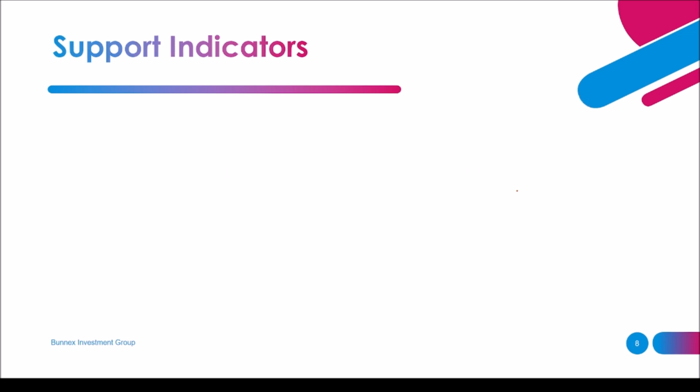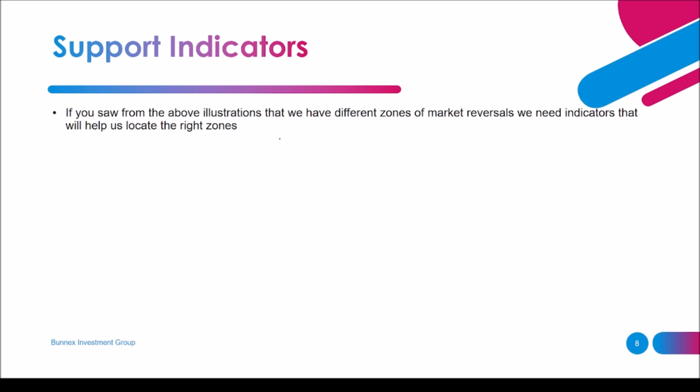So supporting indicators will actually help us to locate the rightful zone of reversal. If you saw from the above illustrations, we have different zones of market reversals, and we need indicators that will help us locate the right zones. So the 13 and 50 EMA will help us pick the correct zones on the market.